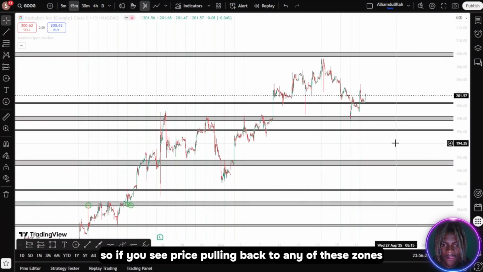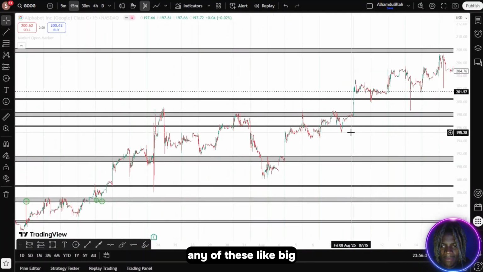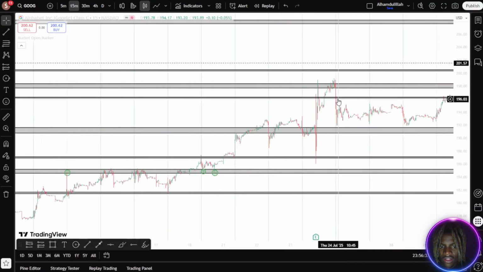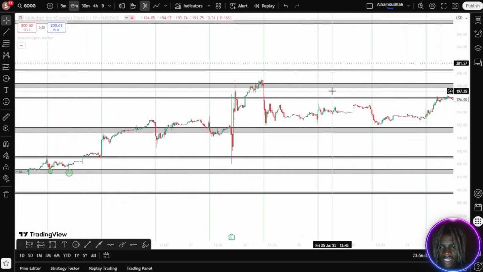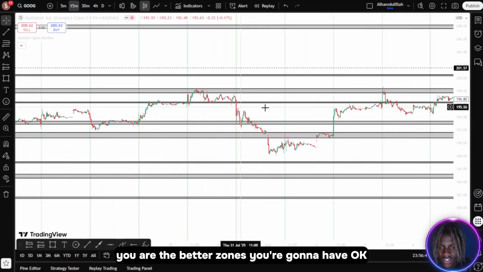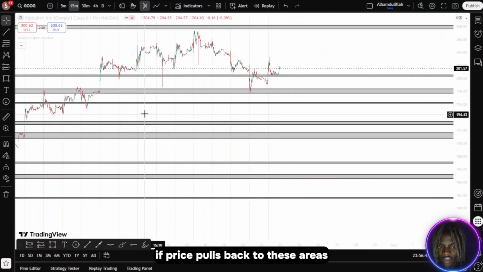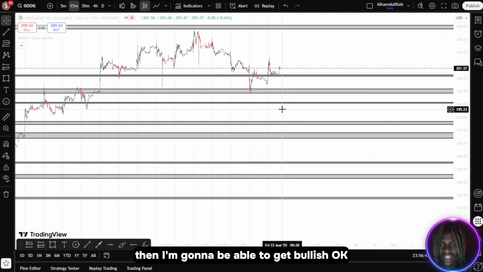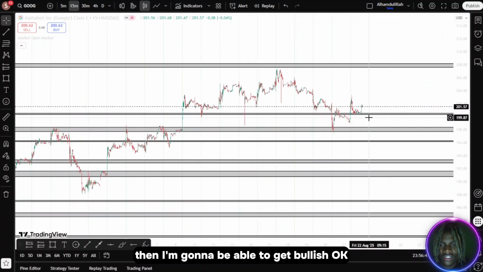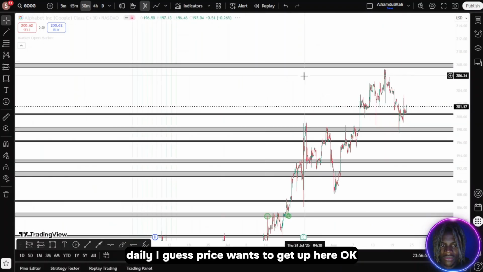Okay, so if you see price pulling back to any of these zones, any of these like big major zones that you have marked out, try not to. Okay, the more detailed you are, the better zones you're going to have. Okay, so now I can clearly see if price pulls back to these areas, then I'm going to be able to get bullish. Okay, ideally, I can see price wants to get up here.